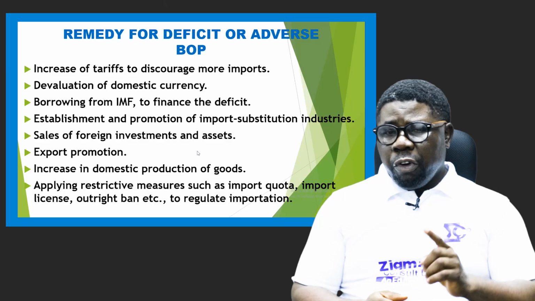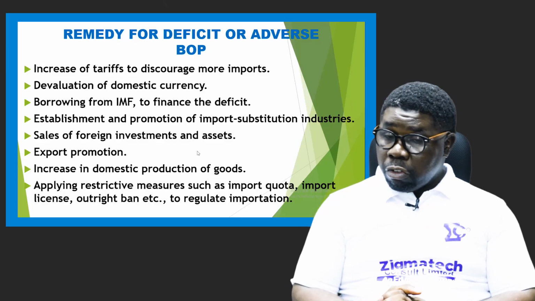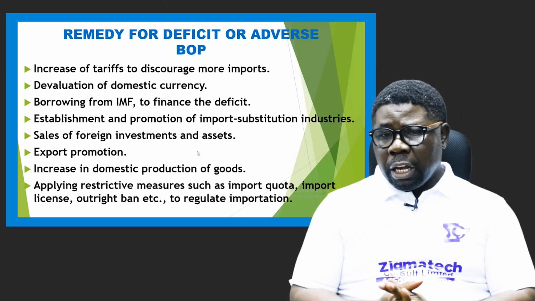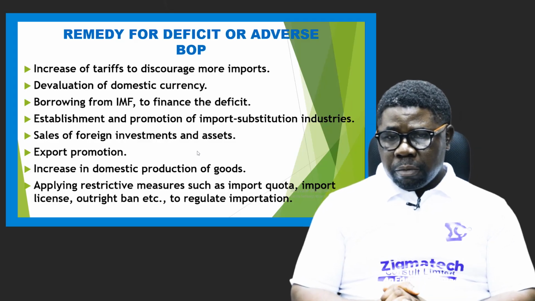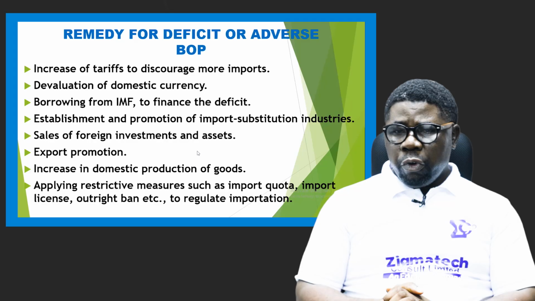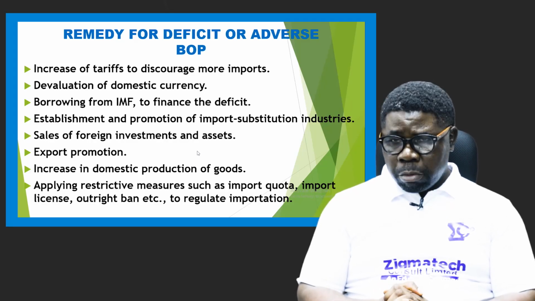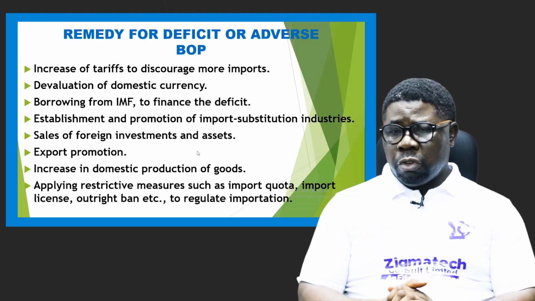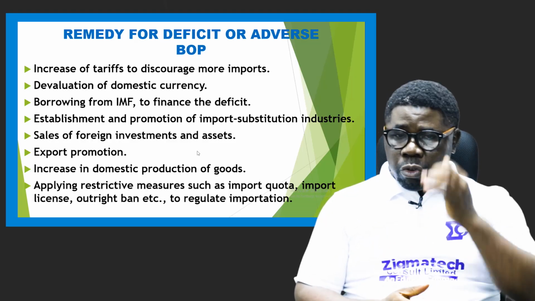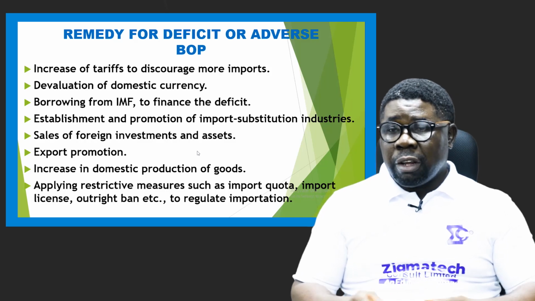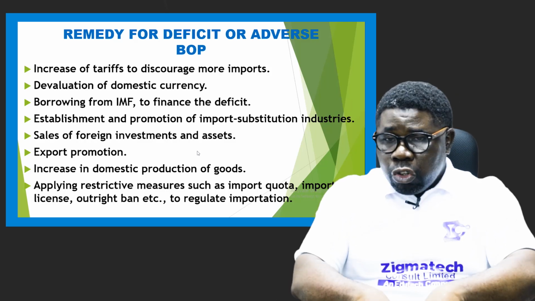Increase in domestic production of goods. Of course, that's one of the things that you must do. Get industrialized and improve productivity. When you increase local production of goods, either for exportation or for local consumption, it will reduce import of those goods as well. So there should be increase in domestic production of these goods, either the ones that are imported or the ones that are not, to help reduce the need for imports.